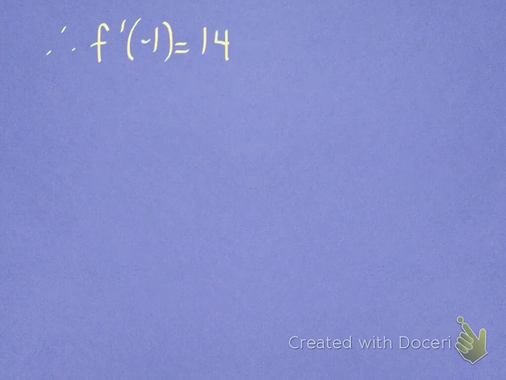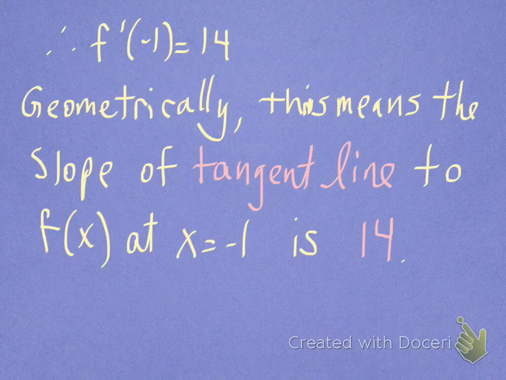So my conclusion is that f prime of negative 1 is equal to 14. In other words, the derivative of f at the point negative 1 equals 14. And geometrically, what does this mean? It means that the slope of the tangent line to f of x at x equals negative 1 is equal to 14. And that's really important. So make sure you stick that in your brain.